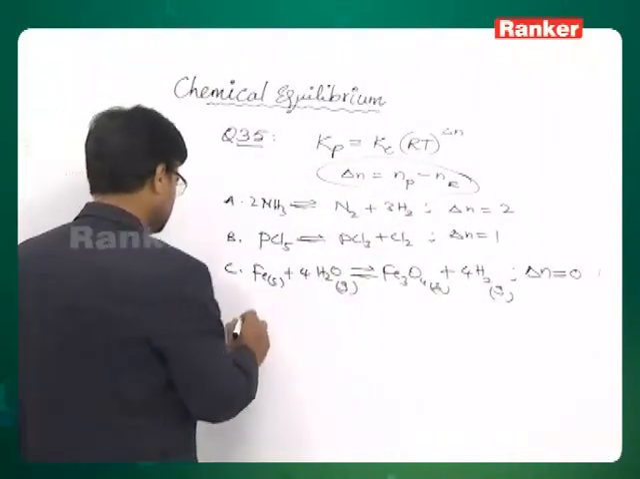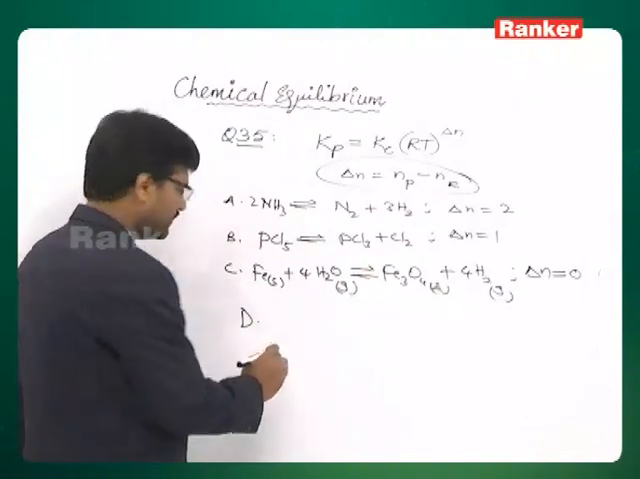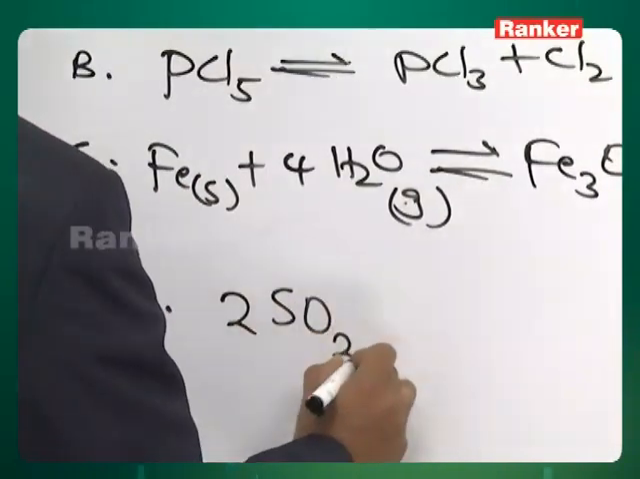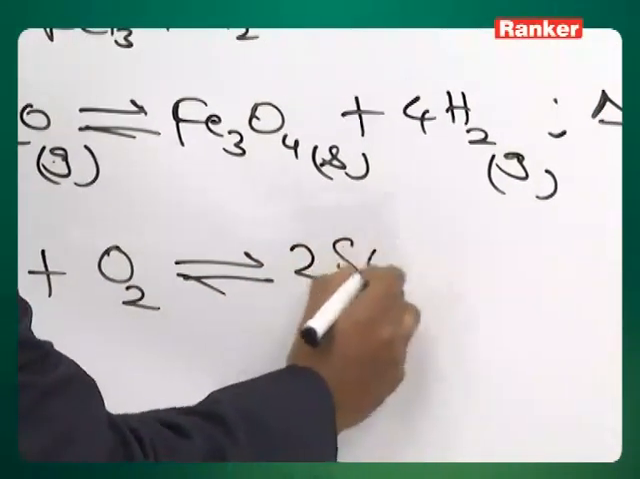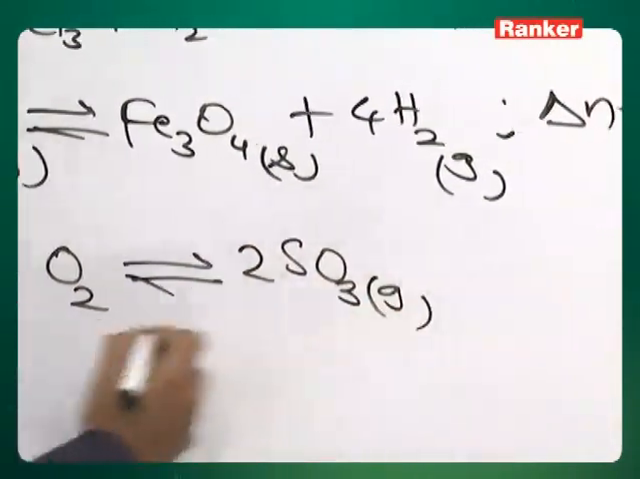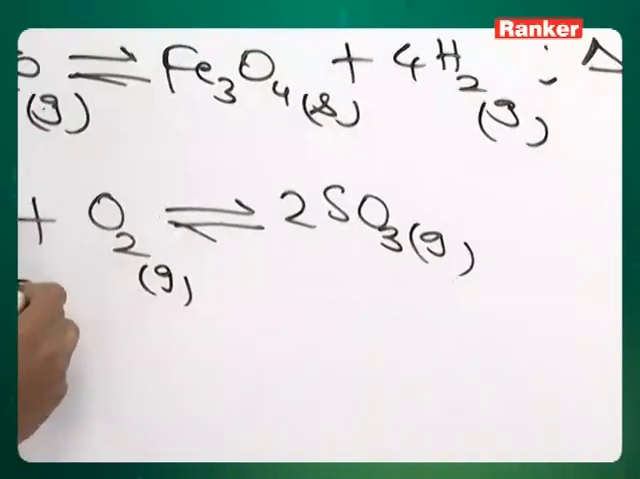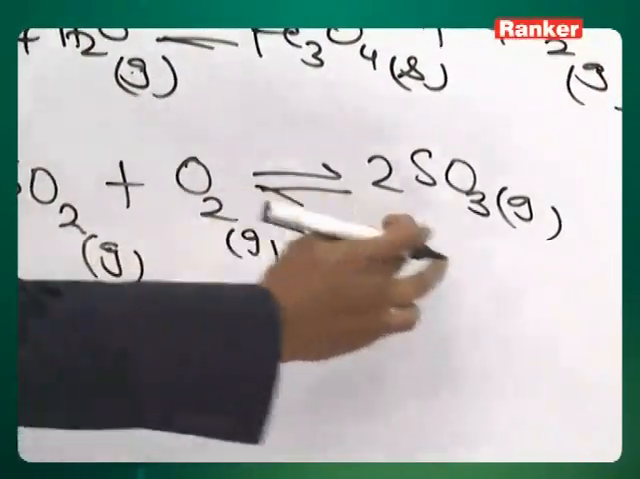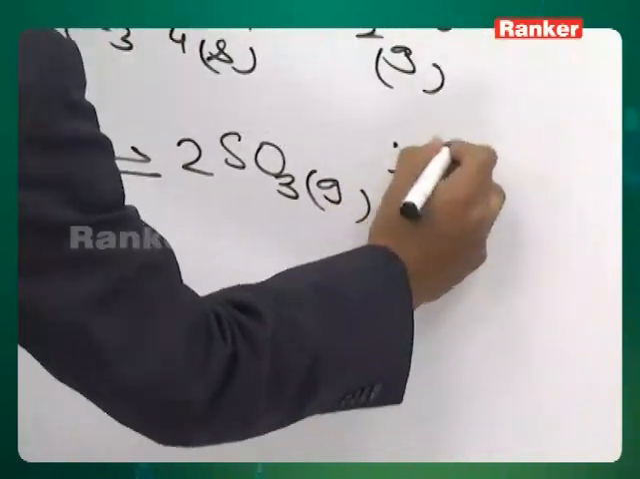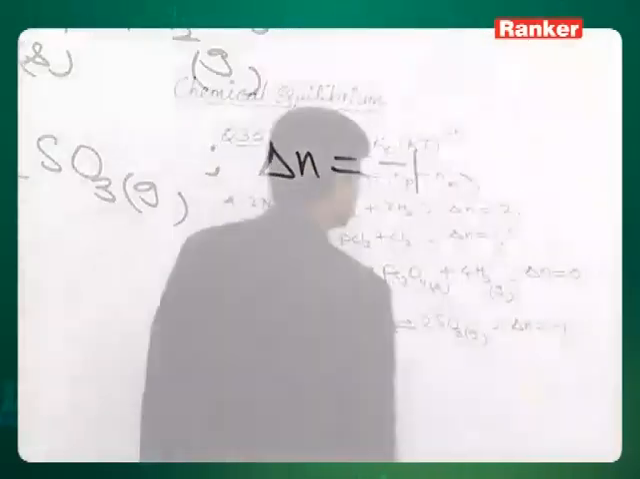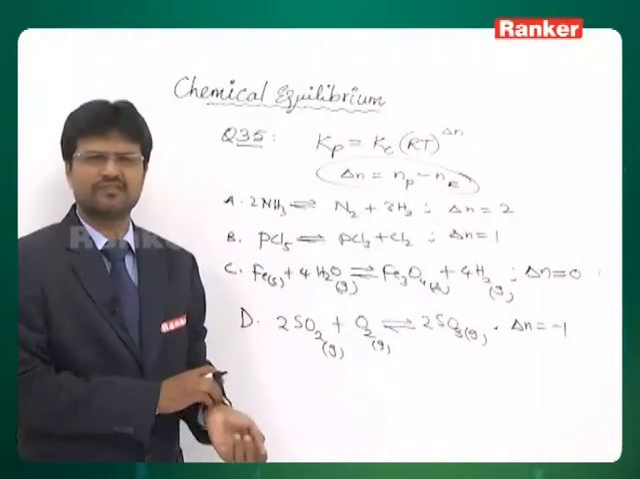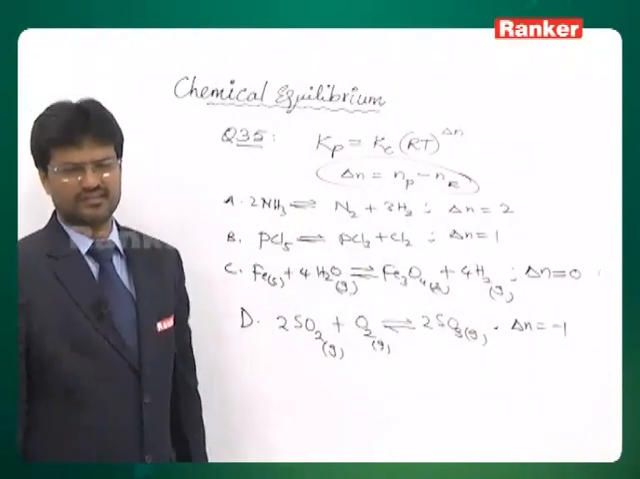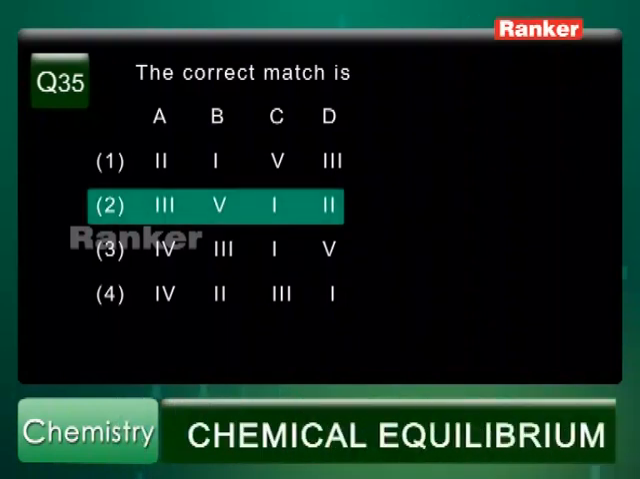The last one, D. It is 2SO2 plus O2 gives rise to 2SO3. You have 3 moles of reactants and 2 moles of product, so delta n is -1. So putting all these values in the relationship Kp equals Kc into RT power delta n, we get the answer. So the correct answer is the second option.